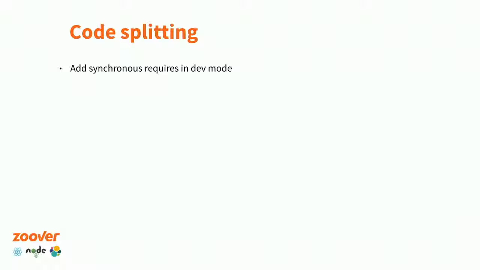There are ways around this. There are ways to deal with it. What I see people doing quite often is to add synchronous require statements in development mode for the modules that they have code split. That makes it work. It tricks Webpack into thinking that it's one big chunk, and the update will bubble up correctly, and you will know how to re-render.